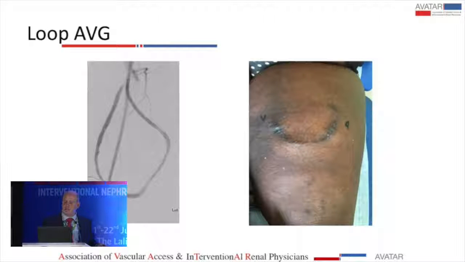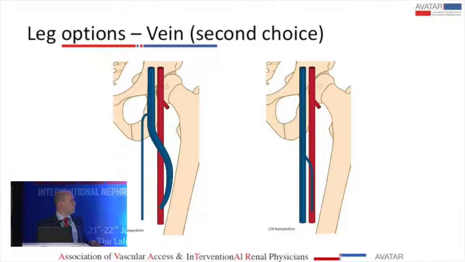You've all seen that standard loop thigh graft. And then the vein is second choice. Like I said, I don't really do the long saphenous vein transposition. In the literature, it's got poor outcomes, and in my hands, it's got poor outcomes. But in younger patients who are really running out of everything, we have done a few superficial femoral vein transpositions. I'll just say a word on that because it's not frequently performed.